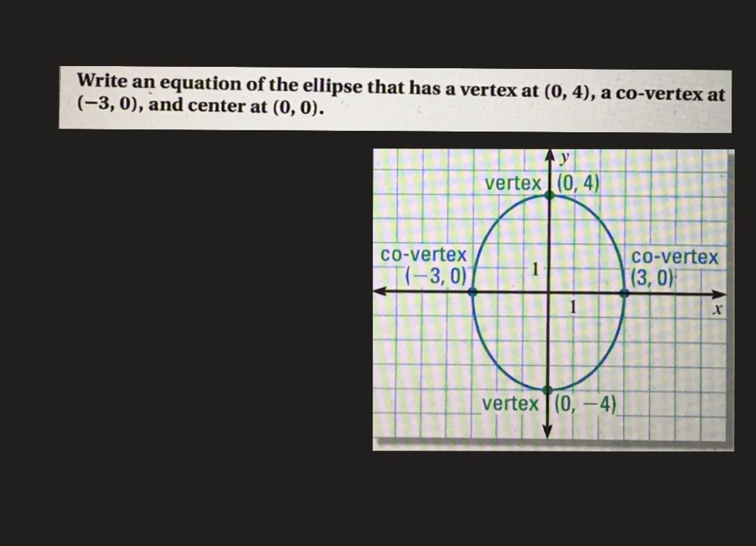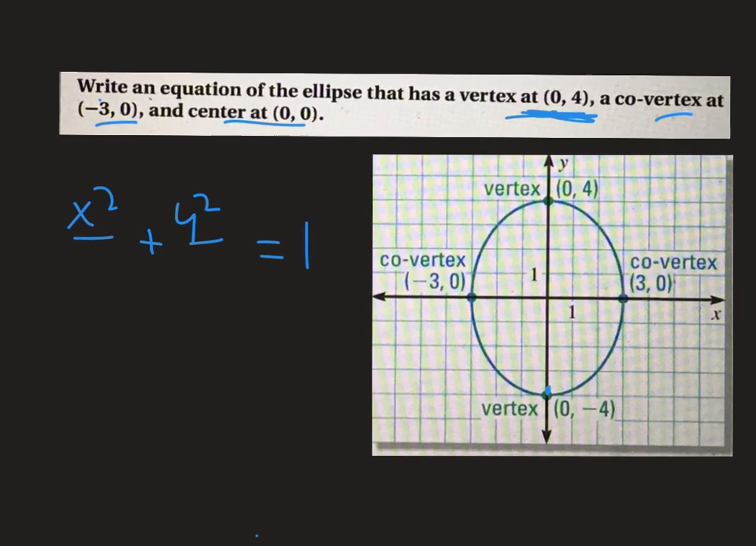All right, this one says, we're going backwards. Write an equation of the ellipse from the picture here that has a vertex at 0, 4, a co-vertex at negative 3, and a center at 0, 0. Okay, so I'm putting my x squared, my y squared over something, and it equals 1. Now, the vertex is at 0, 4, which is right there. I know the vertex is the major axis, which means the bigger number is underneath the y. And because it's 4, that's my a, just square it and you get 16.